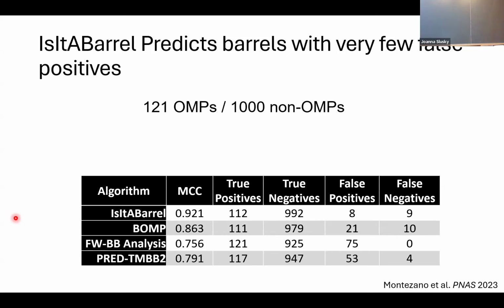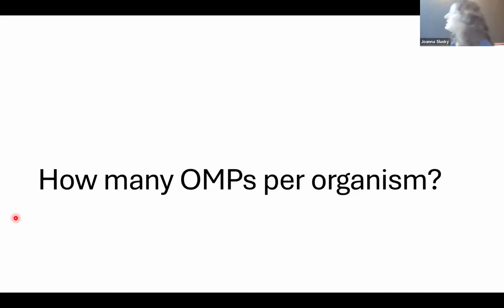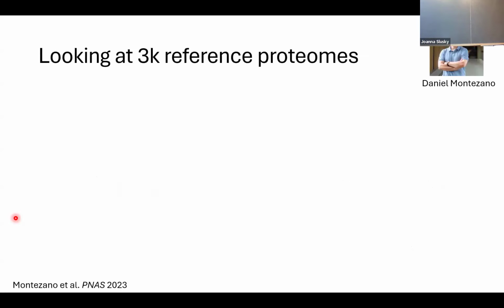And that's really good, because if you want to really believe your data set, if you want to be sure that everything in your data set are really barrels, then this is the way to go. So we have this algorithm, is it a barrel? And we start screening through all kinds of proteomes. So one question that we can start asking is, how many outer membrane proteins per organism? And so this is all work by Daniel Montesano, a postdoc in my lab.